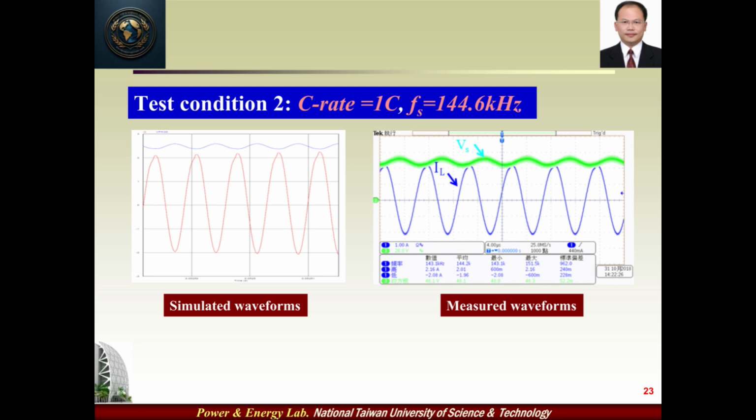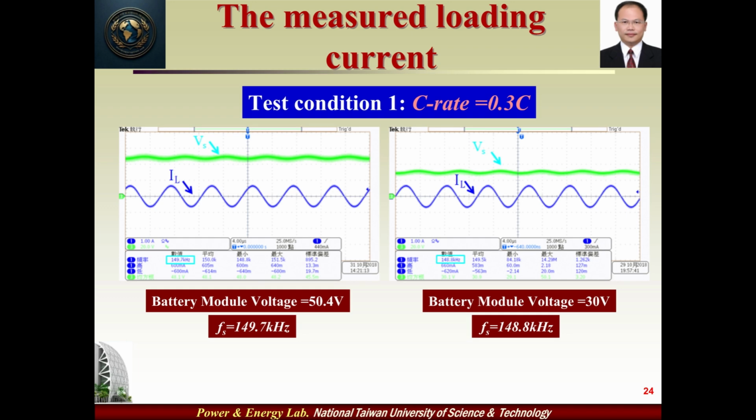This slide shows another test condition, where the C rate is up to 1 C while the switching frequency is adjusted to 144.6 kHz to meet the preset C rate level. All the simulations and experimental results still meet the theoretical prediction. And then we are going to show another experiment.